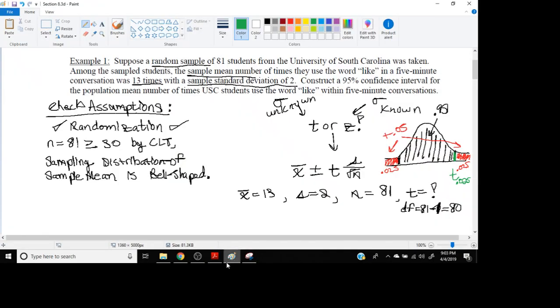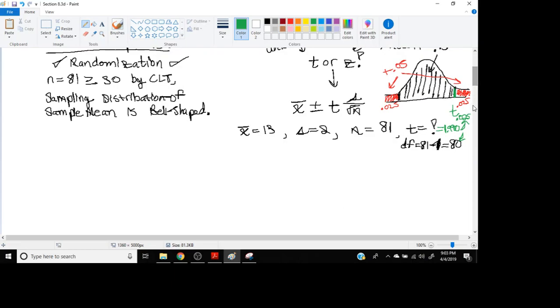And so I'm going to go back, and I know that t is 1.990. And I get that from this using my degrees of freedom. Okay? And so now I have everything I need to get a 95% confidence interval, right? So this is 95% confidence interval, CI. And so now I can replace these values, right? So this is going to be 13 plus or minus our t-value, which is 1.990, times s, which is 2, divided by the square root of 81.